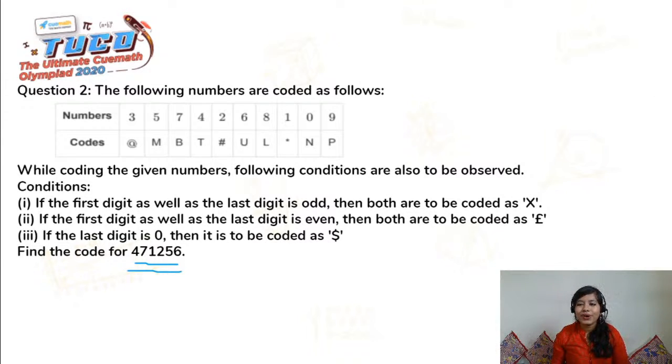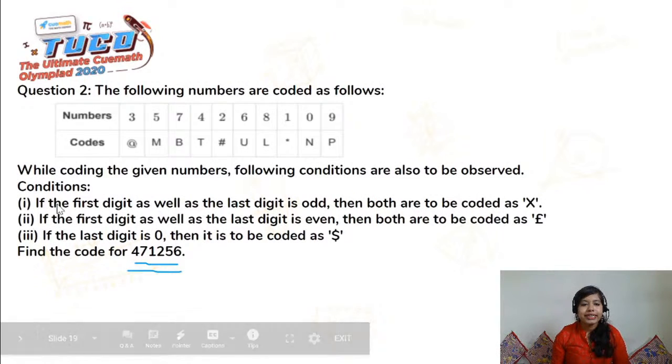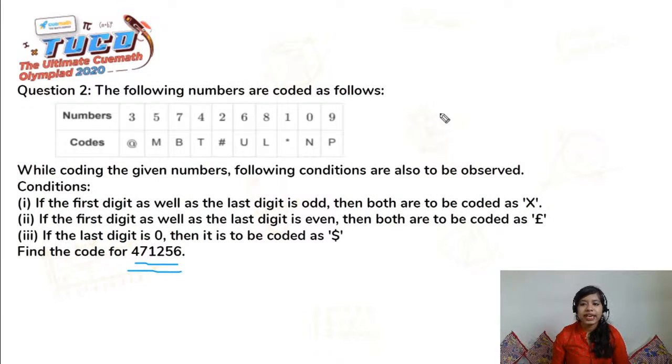Okay, so as you all can see, basically here if you notice, they have given something about the first digit and last digit in both the conditions. Let's figure out what's our first digit. It's 4 and the last digit is 6, right? So again, let me write it down here as well. 471256. If you notice, the first and the last digit, 4 and 6, are both even numbers.